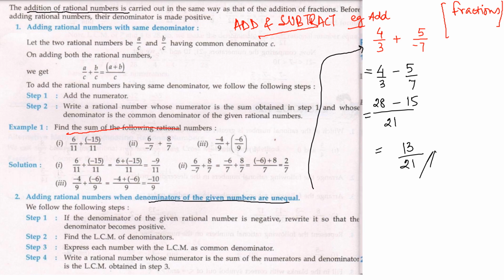Find the sum of the following rational numbers. Now the question given is 6 by minus 7 plus 8 by 7. So the very first thing here is to make your denominator positive. So 6 by minus 7 will be written as minus 6 by 7. Minus 6 by 7 plus 8 by 7. Both the denominators are 7. So it is a like denominator case. So the denominator will be 7, and minus 6 plus 8, that is 2 by 7 is the answer.